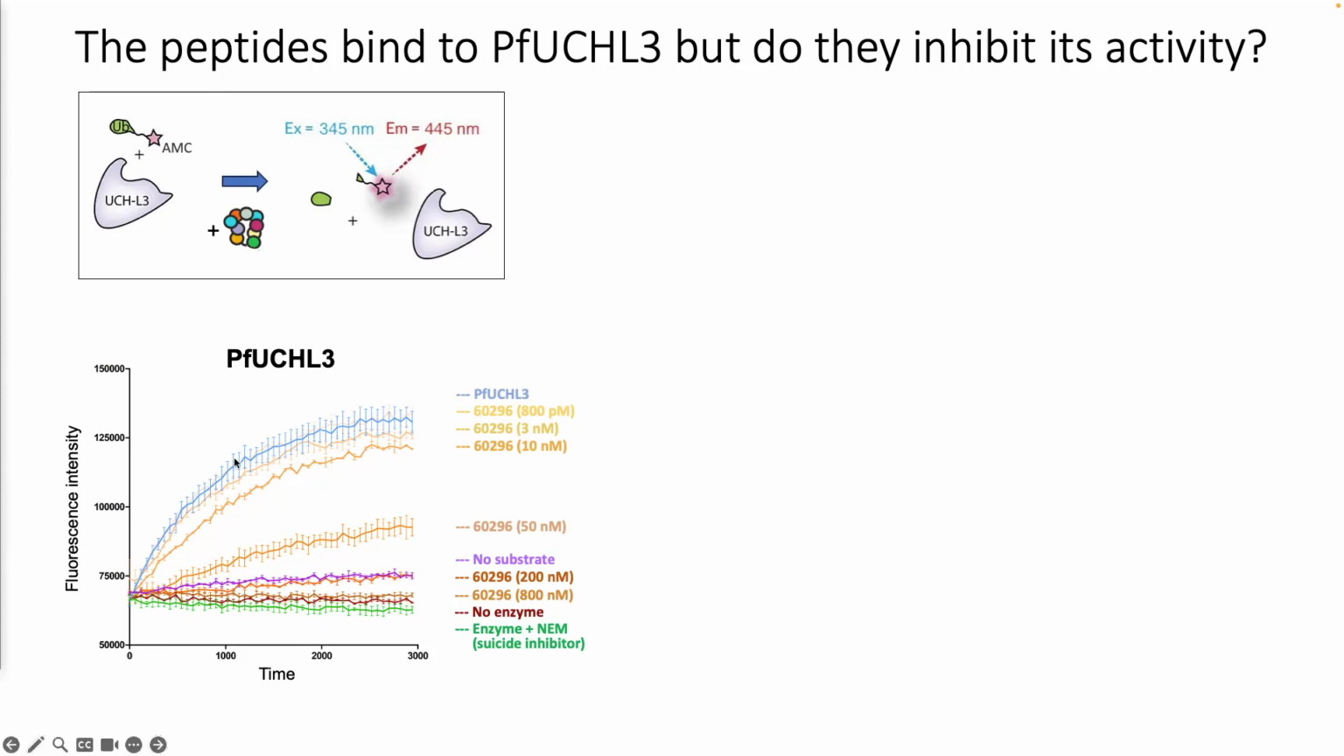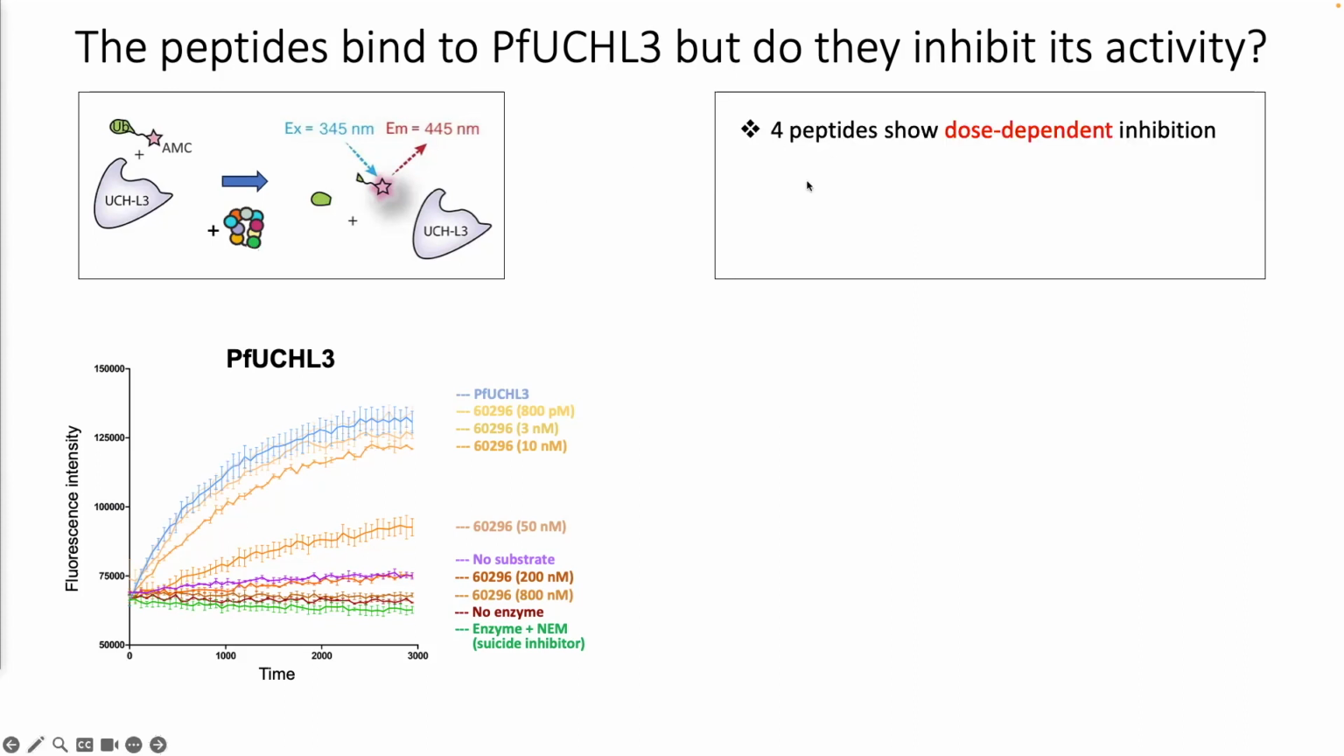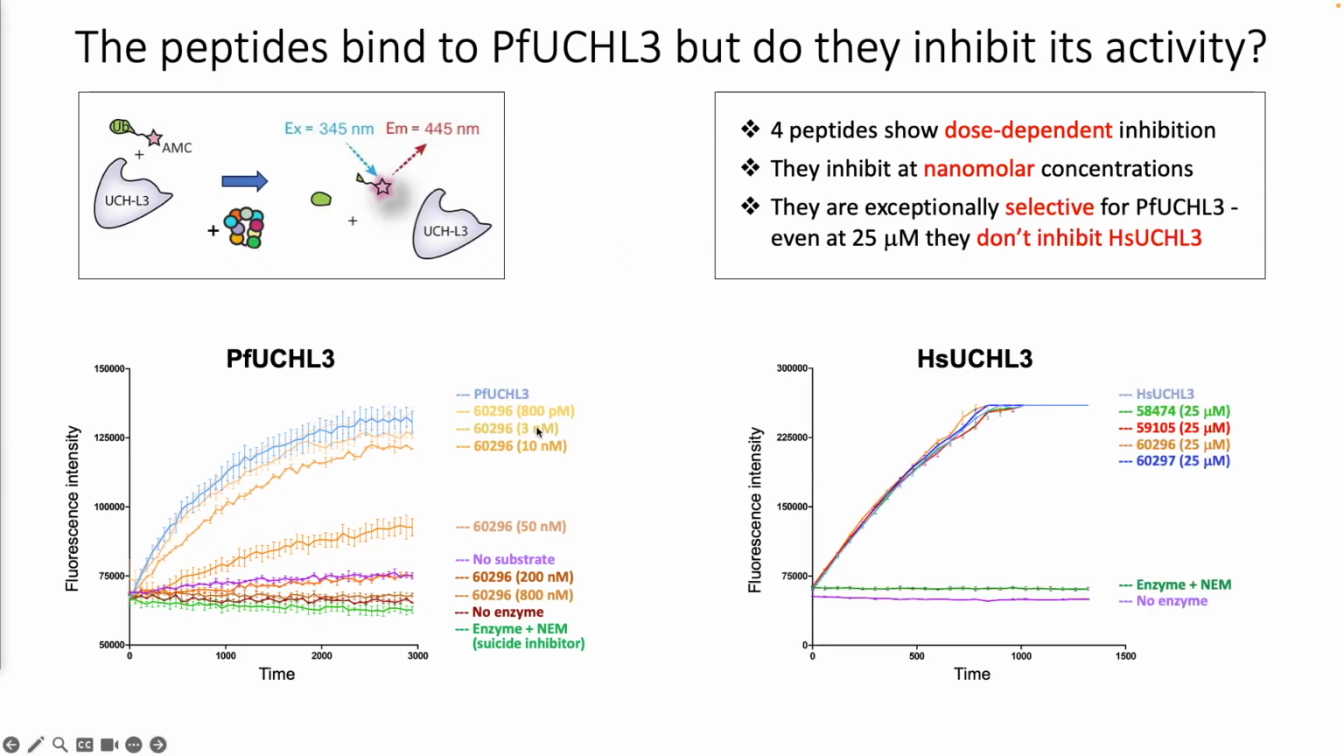So as you can see here, the main results were that some of these peptides, including the one shown here, showed a really nice dose-dependent inhibition. And these peptides inhibit even at nanomolar concentrations. And most importantly, they are exceptionally selective for the Plasmodium protein. So this is the human UCHL3. You can see even at high peptide concentrations, we don't get any inhibition.